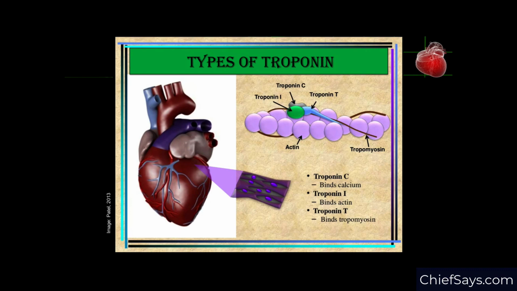Here's a picture again highlighting the location of troponin, the different types of troponin, and the connection between troponin and tropomyosin. So we have our actin filament here, we have tropomyosin as the red line, and we have a few types of troponin surrounding the site that actin and myosin will use to bind together.